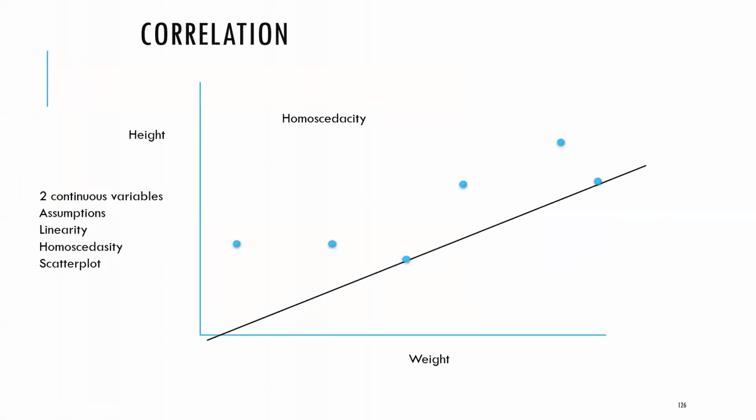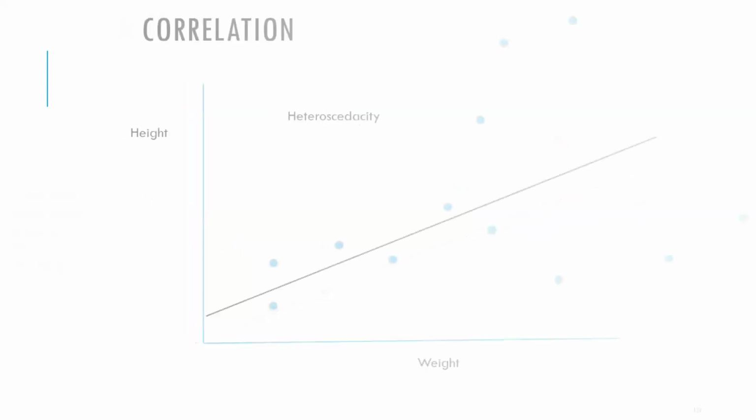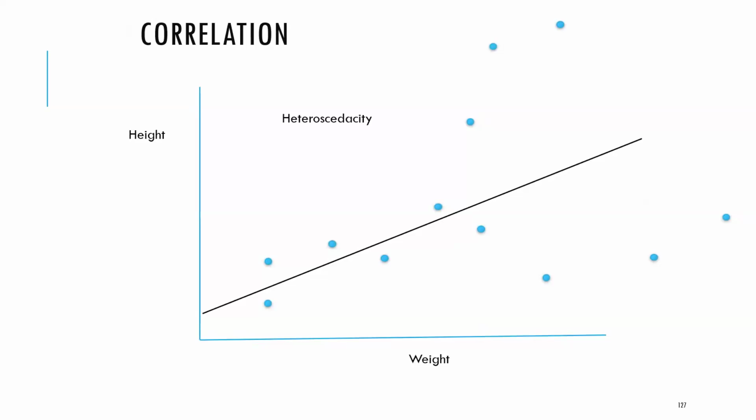Again, let's look at some of the requirements. You have two continuous variables. Your assumptions here are linearity and homoscedasticity, and you're looking at a scatter plot. Here's an example of homoscedasticity, meaning the variance is about the same through the range of scores. In some cases, you may have what's called heteroscedasticity, which means the variance is changing. You can see that as you move to the right on your line of best fit, the variation increases. That's what we call heteroscedasticity.